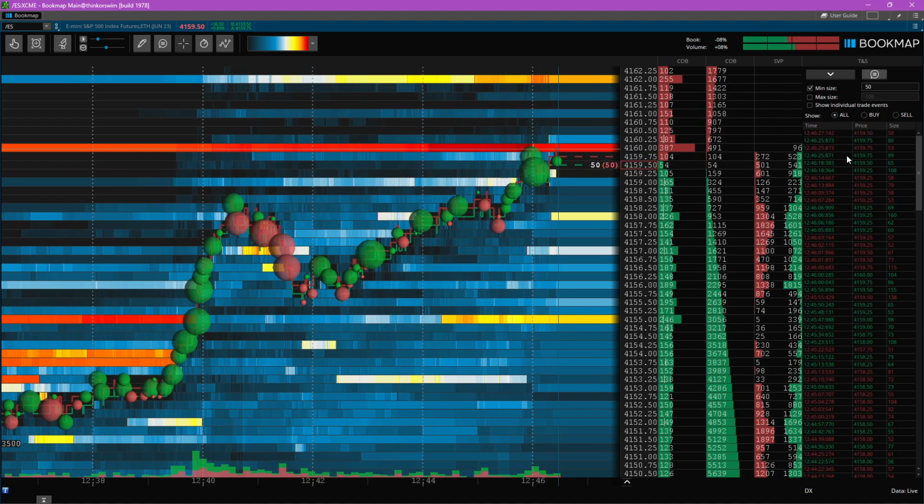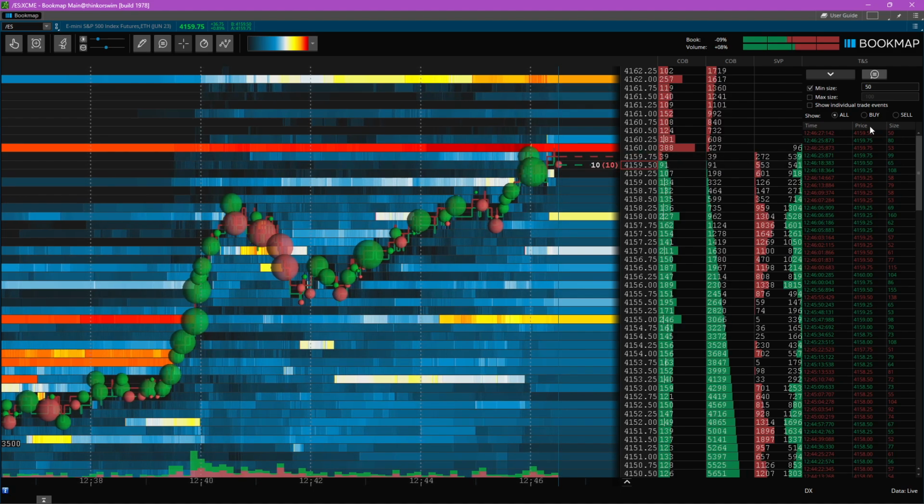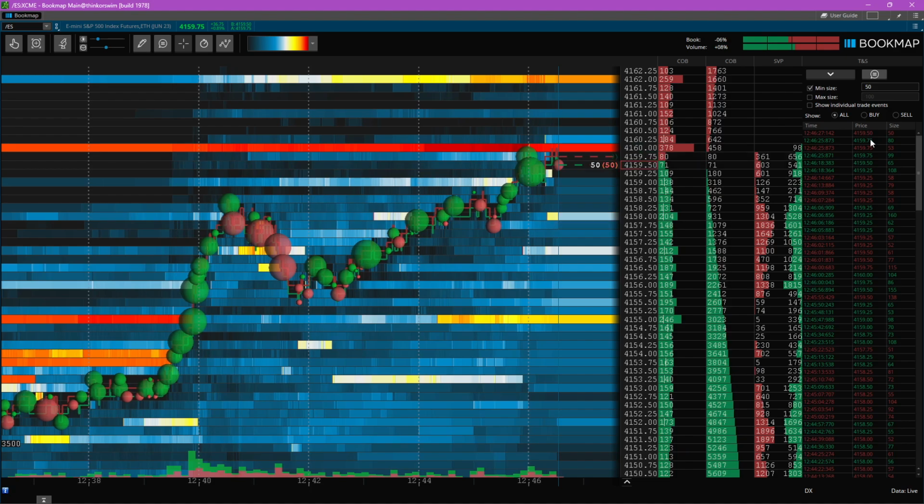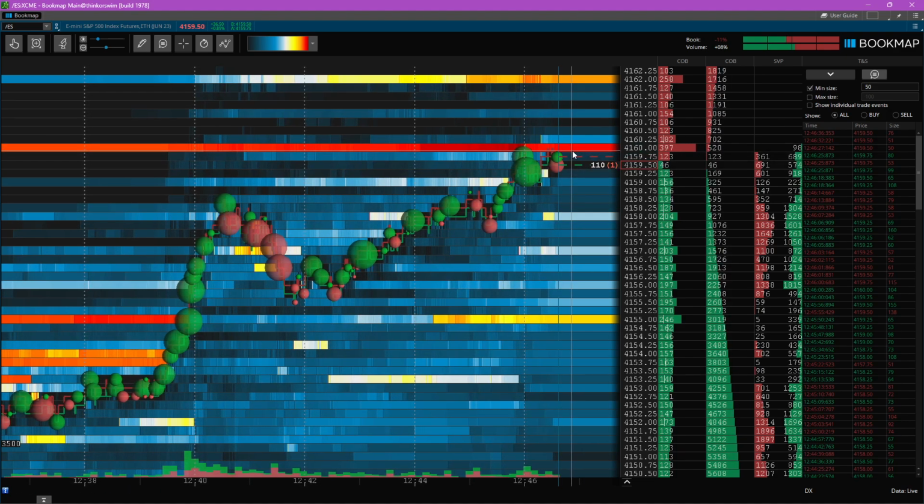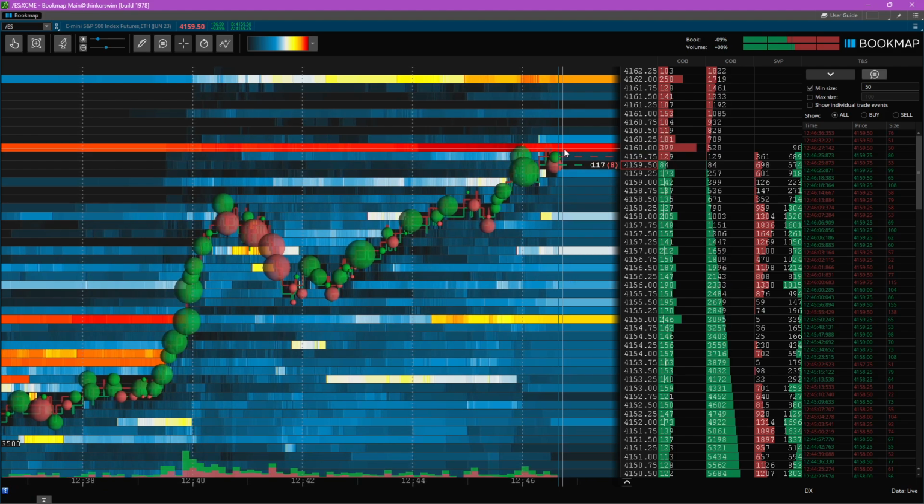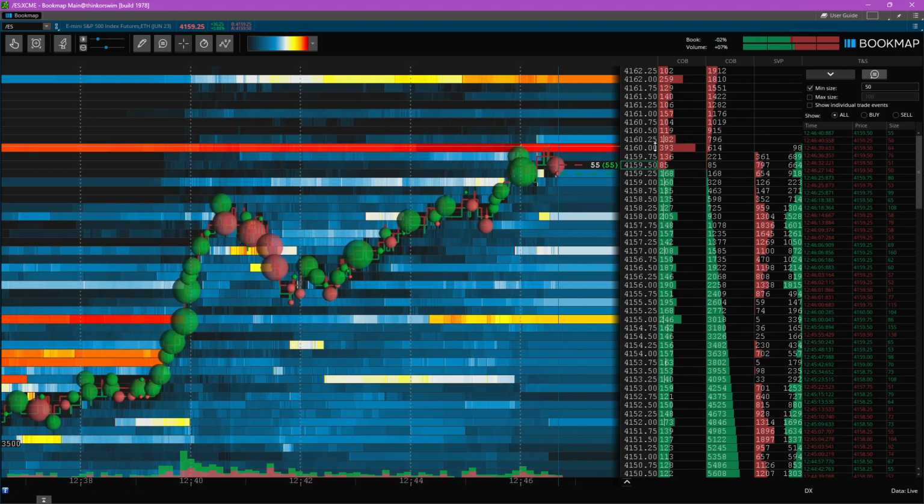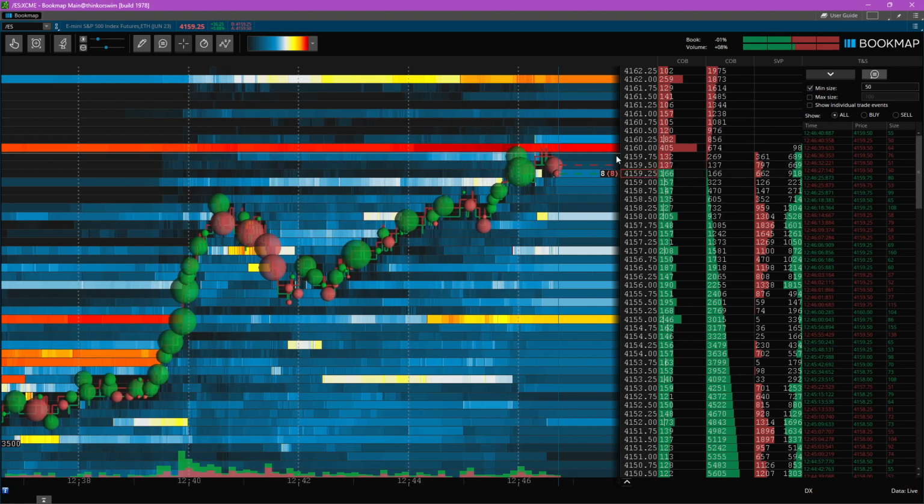And watch the time and sales here as well. So we'll see if it starts to get absorbed. And you can also see that on the Analytica chart, right? Some cells getting filled there.